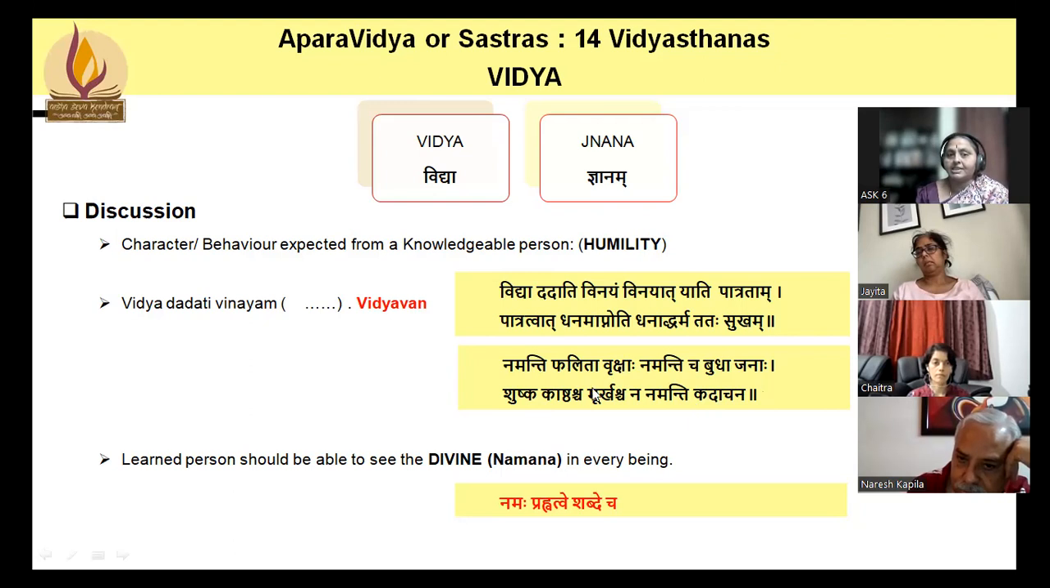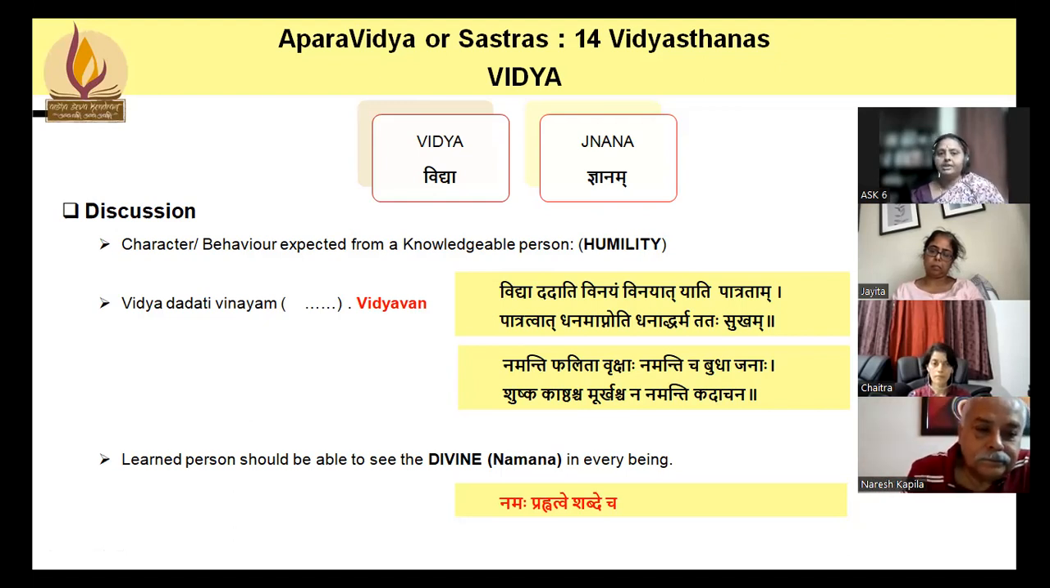Then there is one more subhashita. Namanti phalita vrikshaha namanti cha buddha janaah shushkakaashthascha murkhascha na namanti kadachana. So phalita vrikshaah namanti. The trees which are full of ripened fruits always bend down. Same way, namanti cha buddha jana. Those people who are very knowledgeable, they also bend. But shushka kashthascha murkhascha, dry bark and fools, they never bow down to anybody. They think they are the best, they are highly knowledgeable, they have that arrogance.